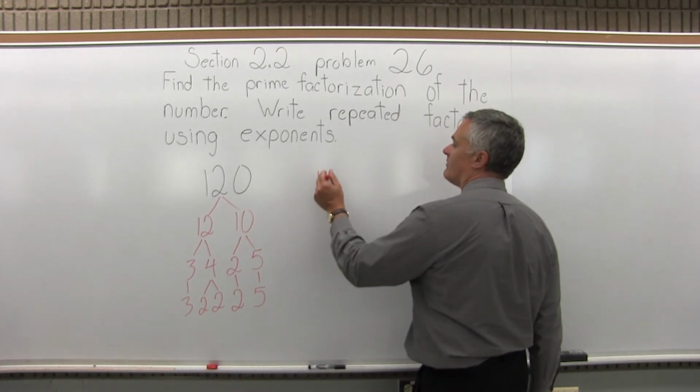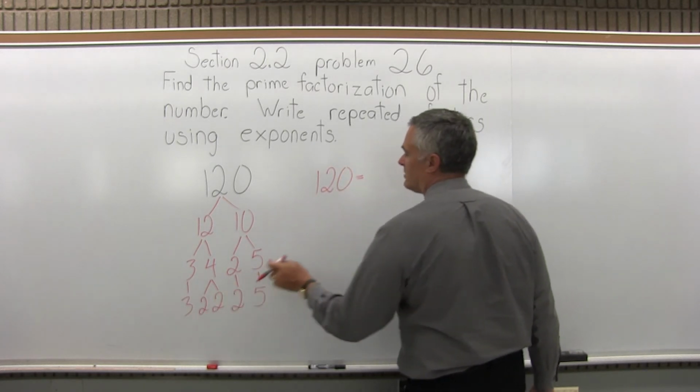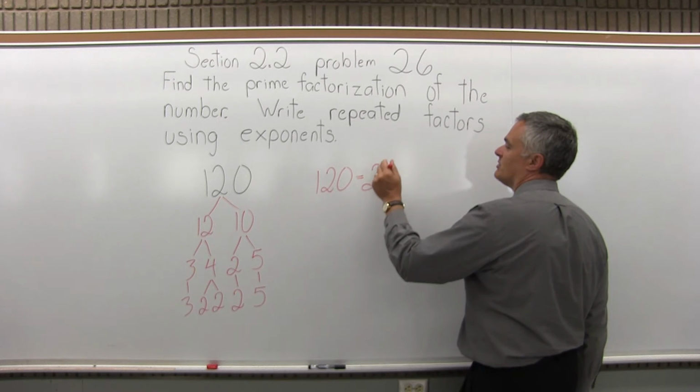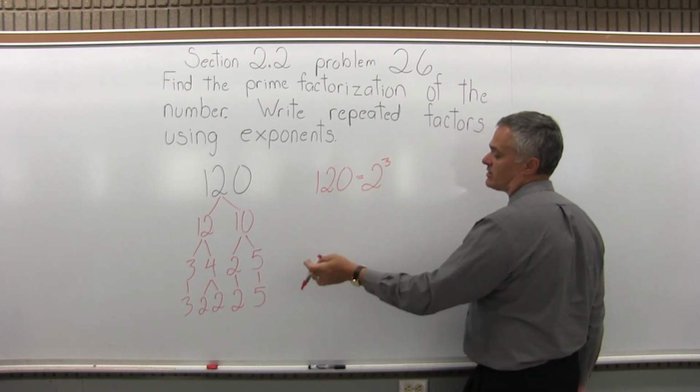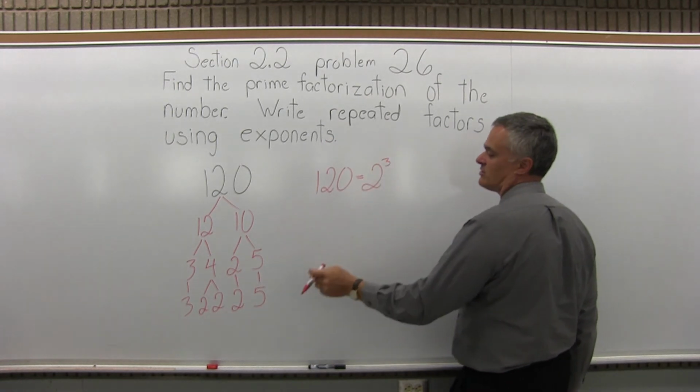Now, for the prime factorization, I will write 120 equals, I'll start with the 2. Typically, we start with the smallest primes. So it'll be 2 to the 3rd power. Instead of writing 2 times 2 times 2, the instructions say when it's repeated, use exponents. So that's why it's 2 to the 3rd power.